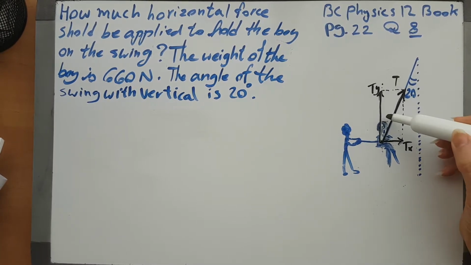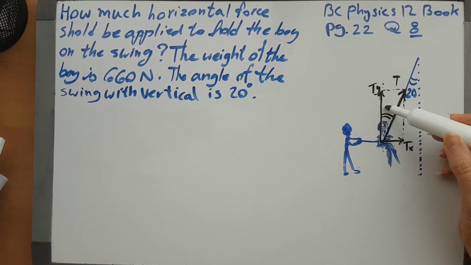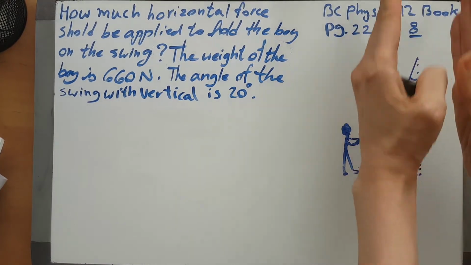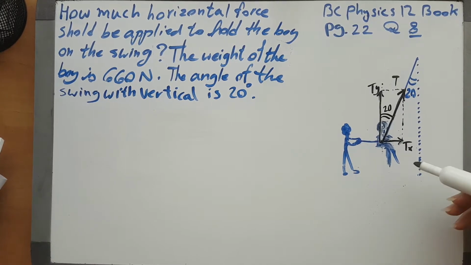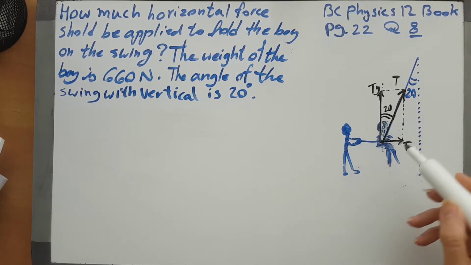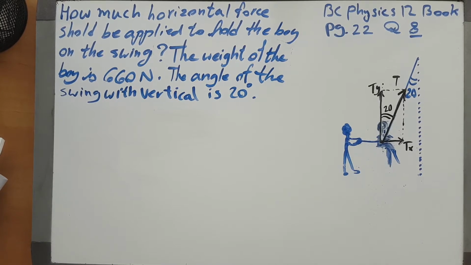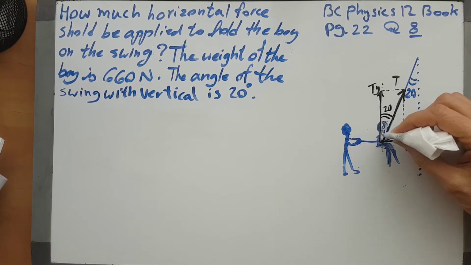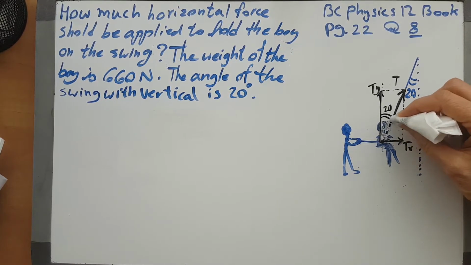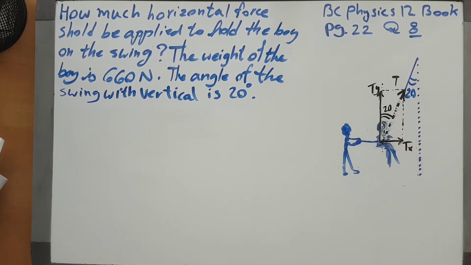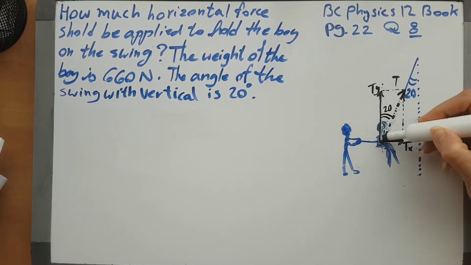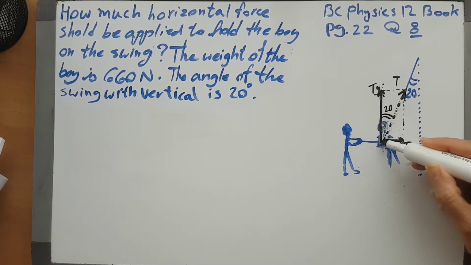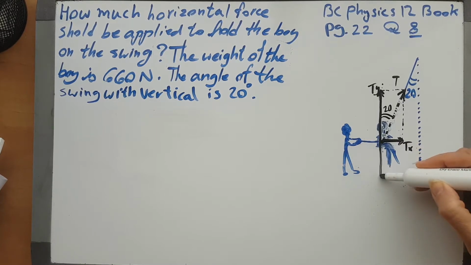Since this angle is 20, this angle would also be 20, because these are parallel lines, and this line passes through them. And now, remember that since I divided the T into its components, the T itself is actually gone. So these are the forces that I have right now, and the mg of the boy.